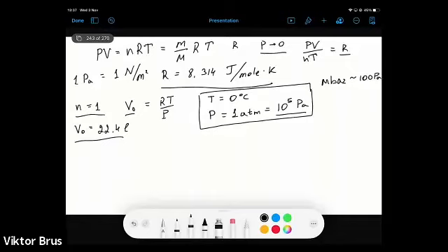Another thing, the main conclusion from the equation of state of an ideal gas, is that if volume and temperature, for instance, stay constant, then pressure also should remain constant. So that's an example with a bottle of champagne.